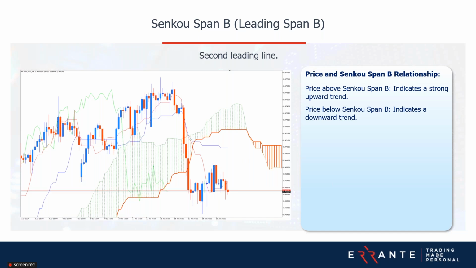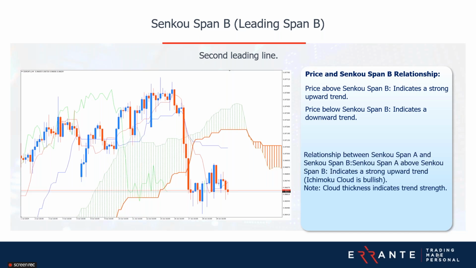Okay, in this scenario, Senkou Span B acts as a resistance level that helps identify suitable exit points. Now let's discuss the relationship between Senkou Span A and Senkou Span B. You know, Senkou Span A and Senkou Span B work together to form the Ichimoku cloud or Kumo, and this relationship can provide key insights into the strength and direction of the trend. How are we going to read it? It's really simple.